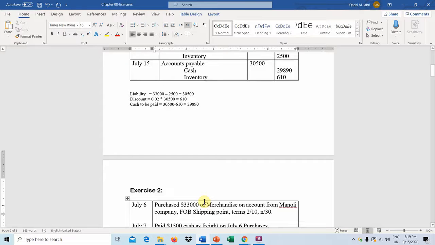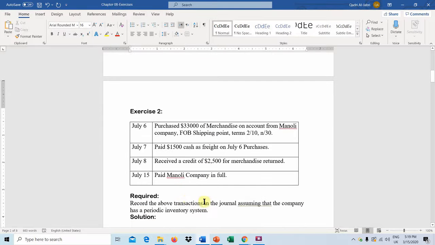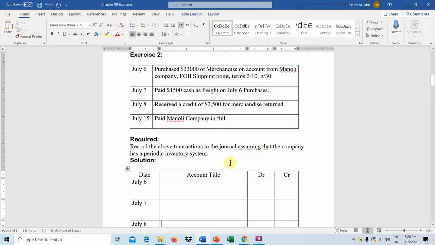In exercise 2, I will use the same transactions, July 6, July 7, July 8, and July 15. Now I will use a different system called the periodic inventory system. How will the accounting treatment be different this time?